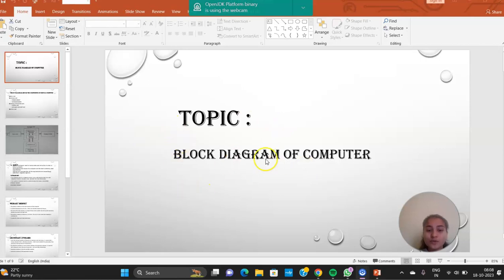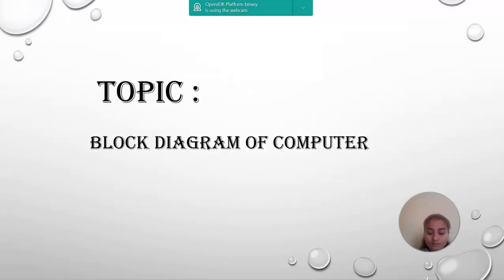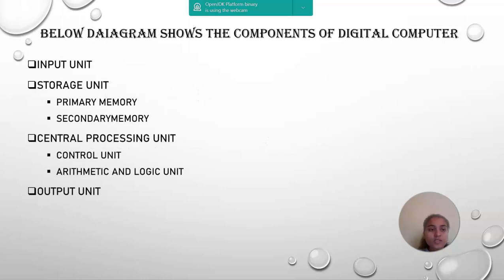Today my topic is block diagram of computer. Now I explain the block diagram of computer. Below diagram shows the components of digital computer. Firstly, input unit, storage unit.